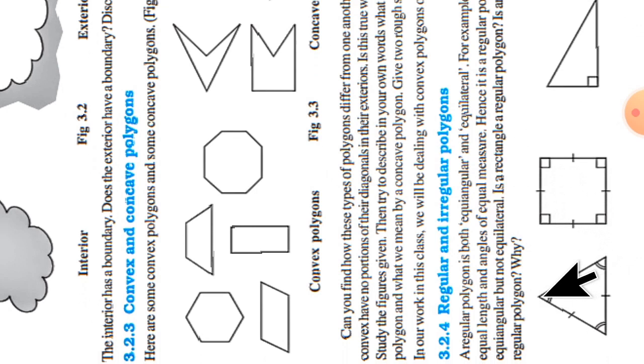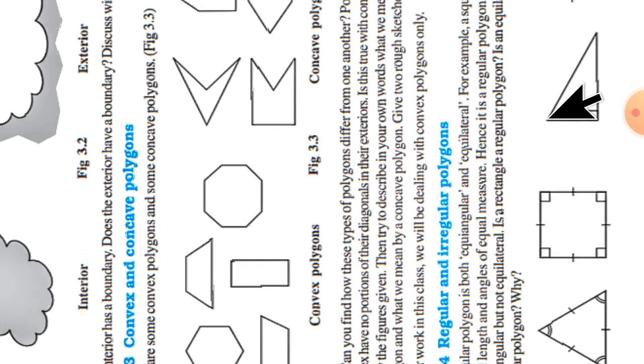So this is a triangle, all the sides are equal in measure and all the angles are also equal in measure. This is the square, all the angles are equal in measure, that is 90 degrees. All the sides are also equal in measure. So these two figures are examples of regular polygons.